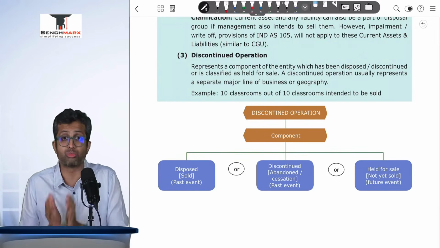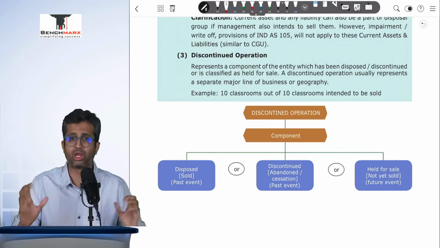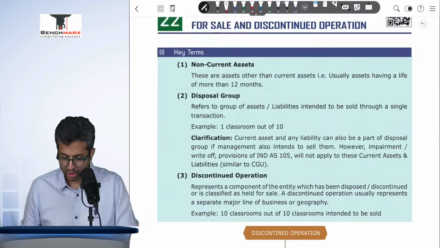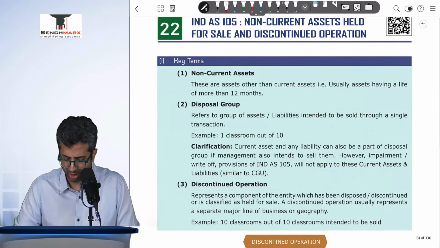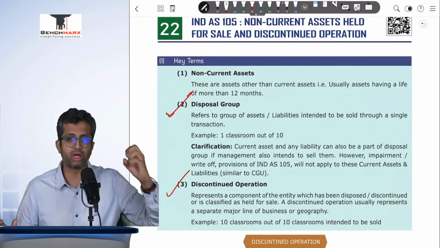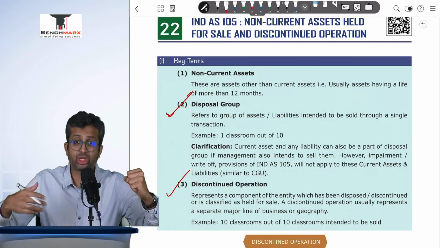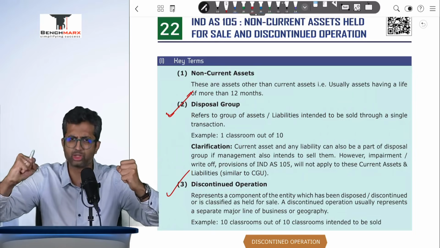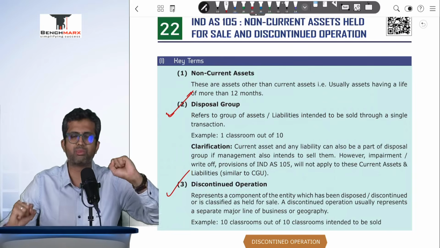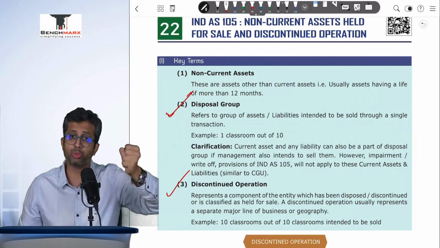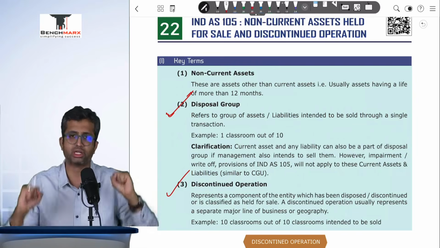But when will I know that there's a particular item which is held for sale? And hence, the standard will give you certain criteria. So first of all, we need to identify between a disposal group and a discontinued operation. Remember, there can be an overlap. There may be cases where a group of assets which are held for sale is a disposal group as well as a component which is held for sale. So it's a discontinued operation. Or there may be a case where there is only one of them, like there is one classroom out of 10 that is intended to be sold. So that's a disposal group, but not a discontinued operation.